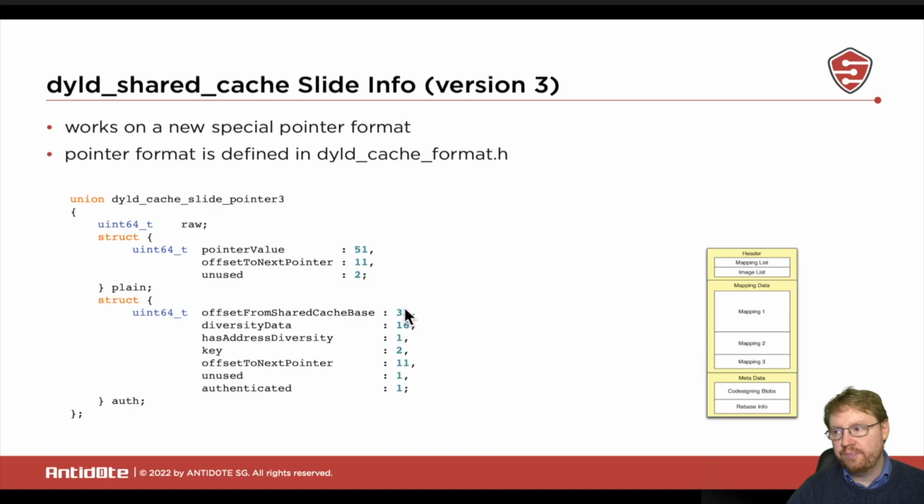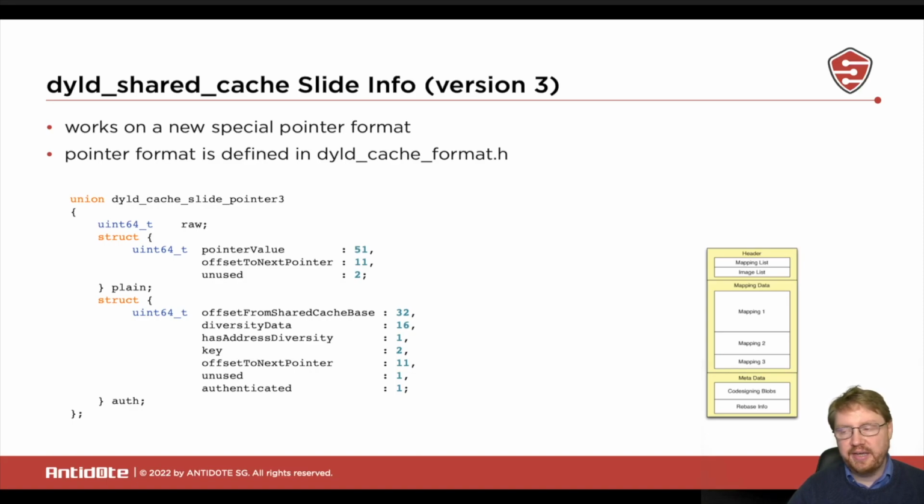We have 32 bits for that. So it's obviously up to 4 gigabytes away from the beginning of that specific shared cache, or whatever the base is inside the shared cache, like the beginning of the mapping. The rest here is a little bit harder to understand. The offset to the next pointer is again 11 bits for the delta.